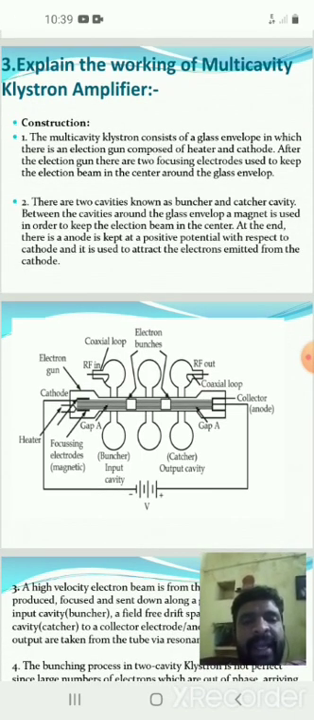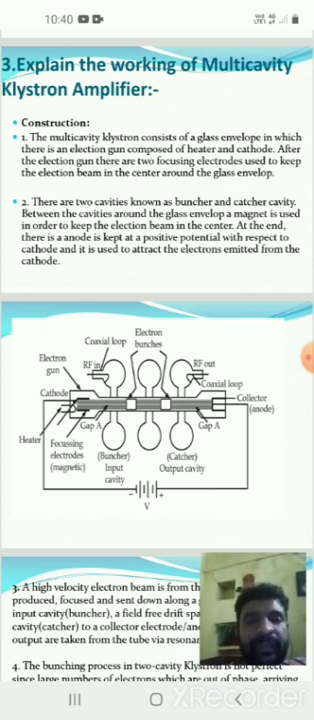The multi-cavity klystron consists of a glass envelope in which there is an electron gun composed of heater and cathode. After the electron gun, there are two focusing electrodes used to keep the electron beam in the center around the glass envelope.